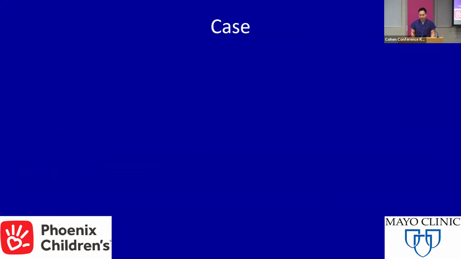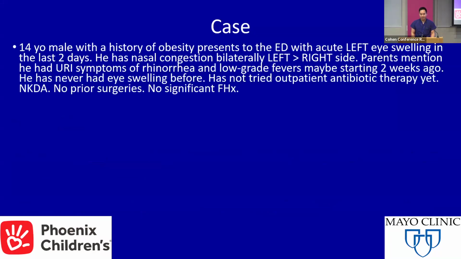I do want to go over a case with you. This is an interesting one. This came in over the summer. It's a 14-year-old male with obesity who presented to the ED with a left eye swelling in the last 2 days. Some of his symptoms include nasal congestion, right greater than left. Parents mentioned he had URI symptoms and right low grade 2 weeks ago. So it's believed that maybe he has an acute URI that caused him to have acute left eye swelling. And he has never tried outpatient antibiotics, and he has no prior sinus surgeries or any surgeries.